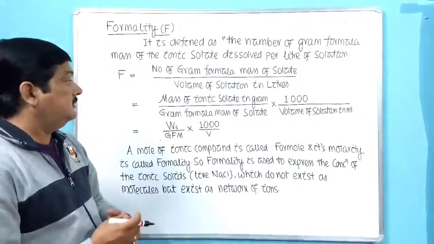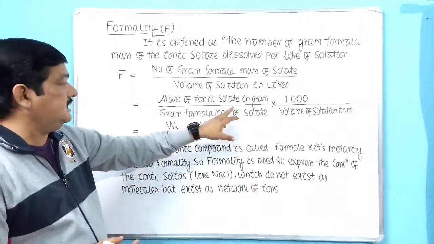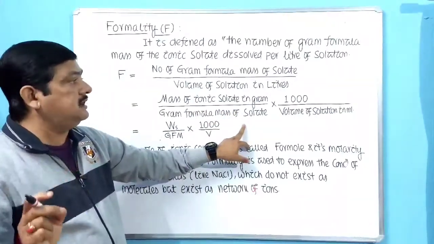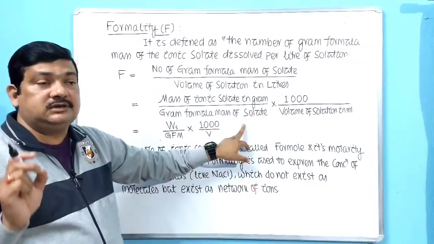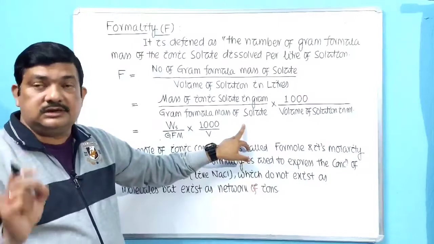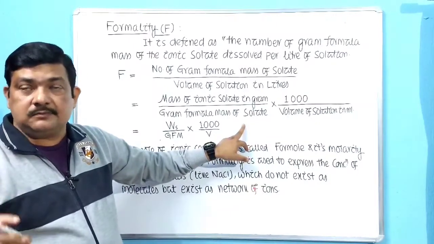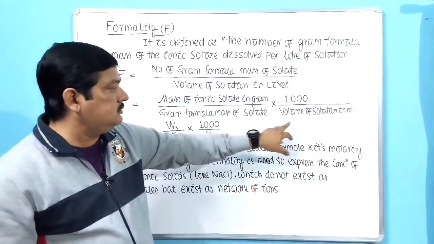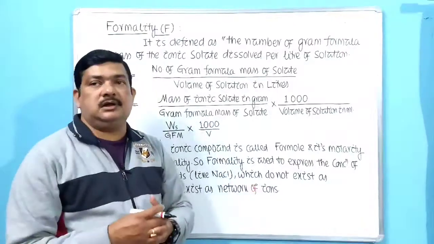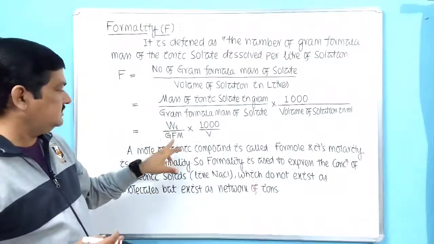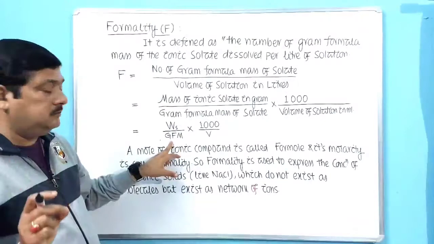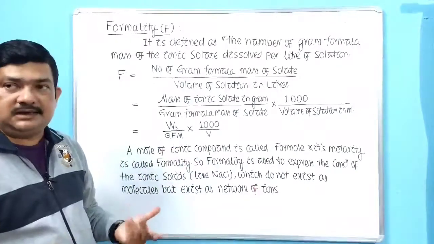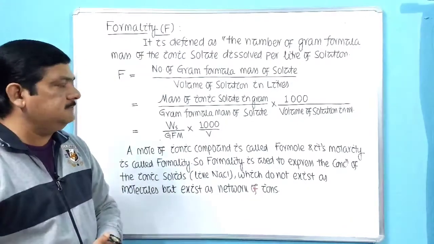Then how to find the number of gram formula mass of the solute? Given mass of the solute in gram divided by gram formula mass of the solute will give you the number of gram formula mass, like you find the number of moles: given mass by molar mass. Given mass by equivalent mass is the number of gram equivalents. Then multiply by 1000 by V, where V is the volume of solution in milliliter. We can summarize: formality equals W_s, the mass of the ionic solute, divided by gram formula mass, into 1000 by V. A simple formula you can easily remember.